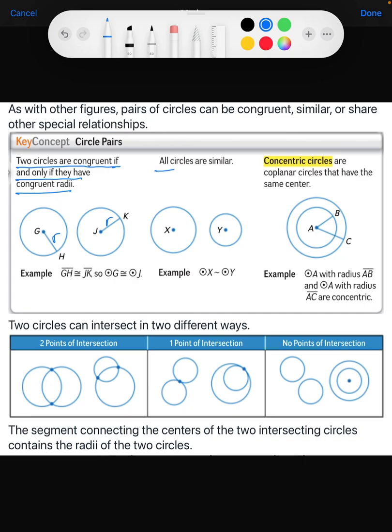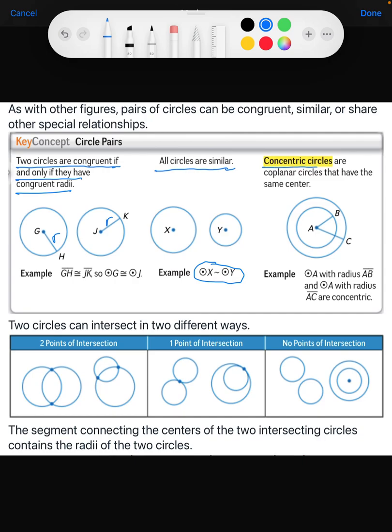The next relationship tells us that all circles are similar. So remember, similar means the same shape, but not necessarily the same size. So even though circles may be different sizes, every single circle is going to be the same shape. So we can say any circle is similar to any other circle.